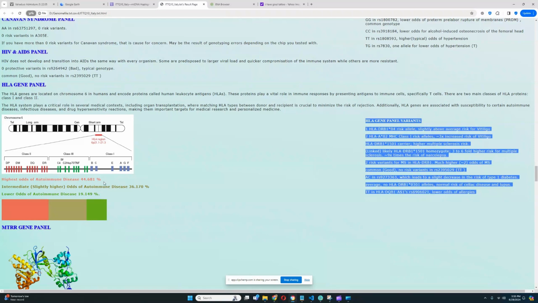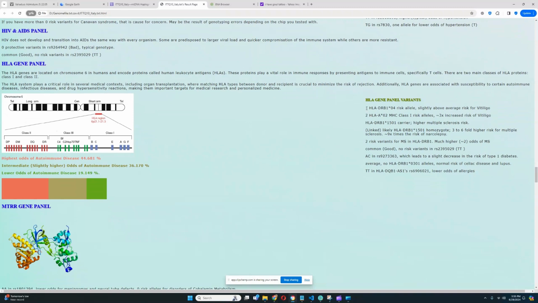And now let's go to the HLA gene panel. And for the HLA gene panel, he's actually scoring highest odds of autoimmune disease. Wow, this is crazy. So this is pretty much what I was expecting, but I just wasn't prepared to see this in the result. So he's definitely very predisposed to several autoimmune conditions based on what we see here. Highest odds of autoimmune disease. And we see what contributed to this score. It's the risk variants for vitiligo. It's the risk variants for multiple sclerosis.